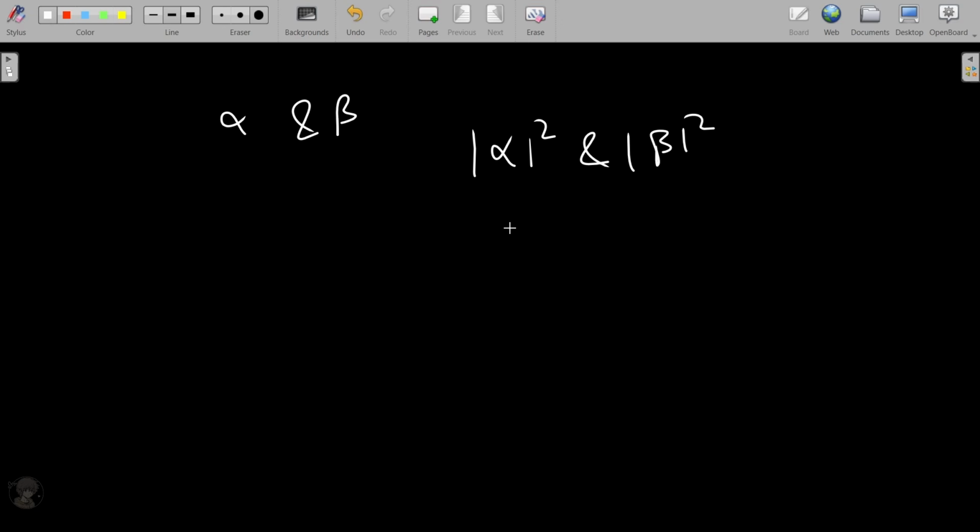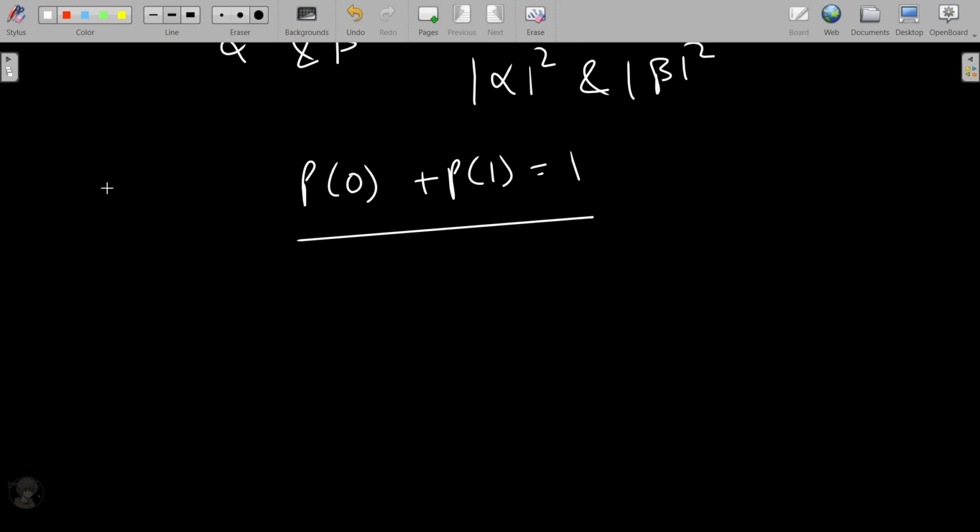Our goal in quantum mechanics is simple. When we measure a system, we must get valid probabilities. That means probability must be positive and add up to 1. So P of 0 plus P of 1 equals 1. So whatever math we use, we must respect these rules. So instead of storing probabilities directly, quantum mechanics stores amplitudes. So what I mean by that is the state vector equals alpha and beta.